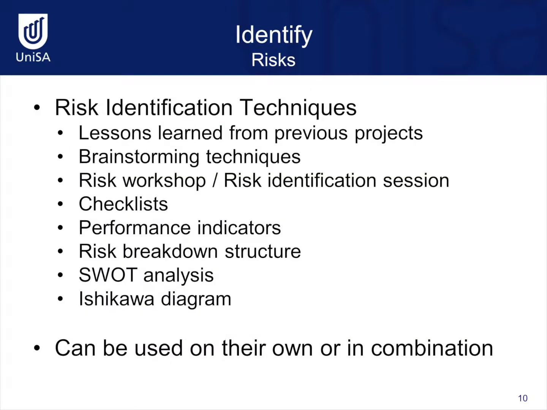There are a number of techniques available to identify risks. These include lessons learned from previous projects, brainstorming techniques, a risk workshop or risk identification session, checklists, performance indicators, a risk breakdown structure, a SWOT analysis, or an Ishikawa diagram. These techniques can be used on their own or in combination. So you don't necessarily need to use one technique. You can use multiple techniques to help you identify the risks for a project.